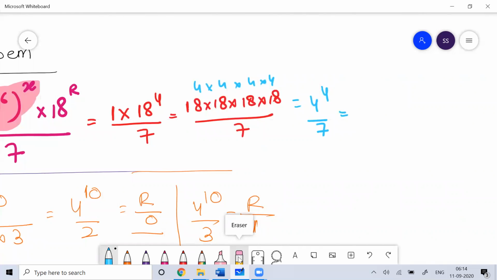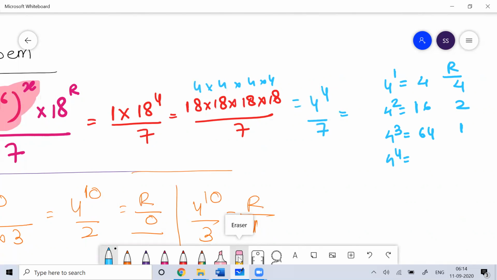You know the Gaussian number of 7 is 6, so that will not work here. So 4 to the power 1 is 4; when I divide by 7, the remainder is 4. 4 to the power 2 is 16; when I divide by 7, the remainder is 2. 4 to the power 3 is 64; when I divide, I get the remainder 1.